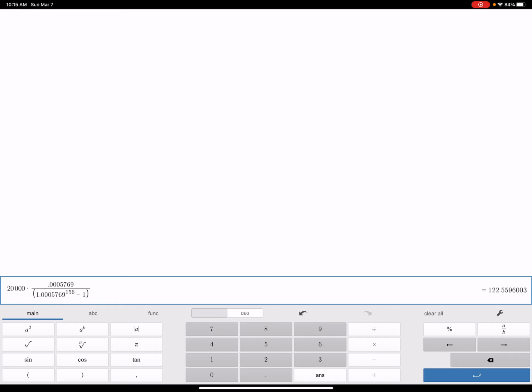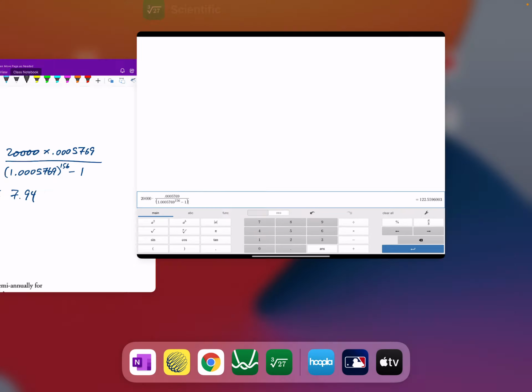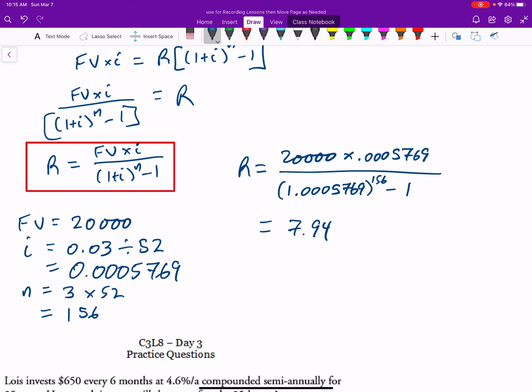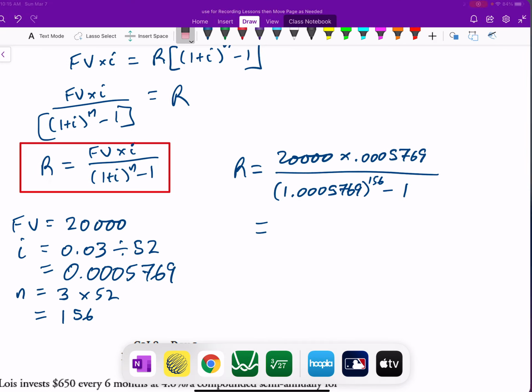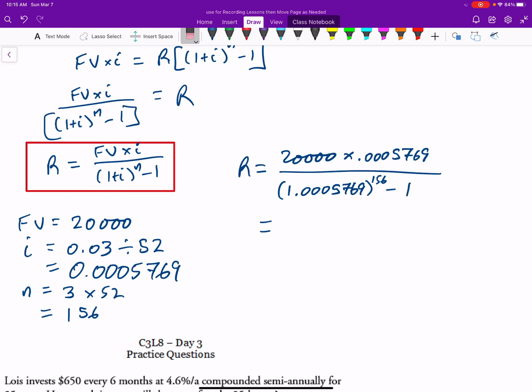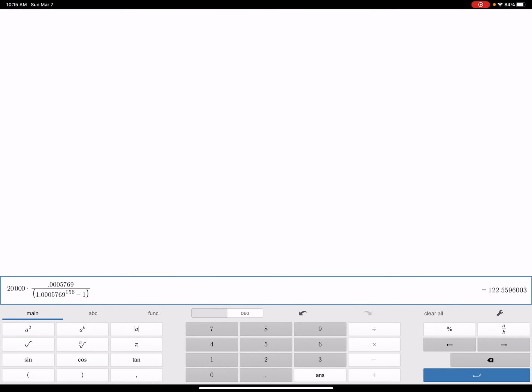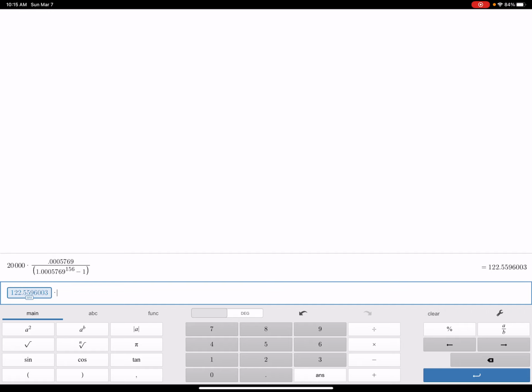Now this time I get $122.56. That seems a lot more reasonable. So I feel comfortable with this one, but let's check it. Let's take the answer, multiply it by 156, see what it equals. $19,119. Okay, that's very close to $20,000. It's just a little bit under, but that sort of meshes with what I would expect.